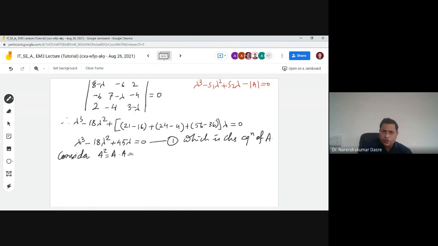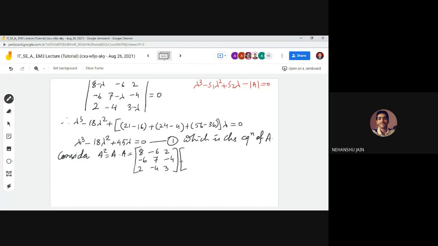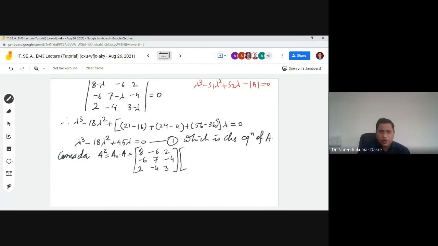A into A. So we have 8 minus 6 2, then minus 6 7 minus 4, and 2 minus 4 3. Every time we use a calculator, right? Yes, you can use a calculator for this, but we have to write how we get A square. So you can use a calculator, but we need to write how we get it.